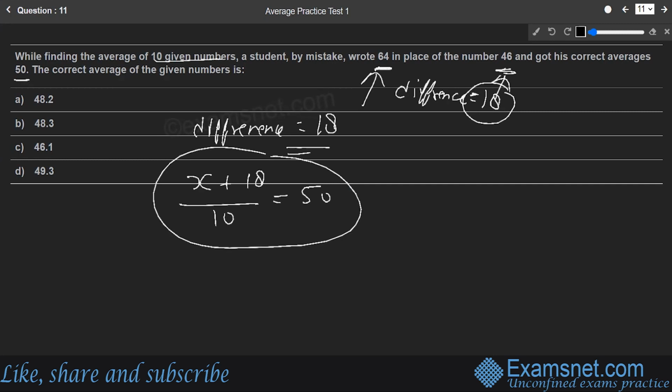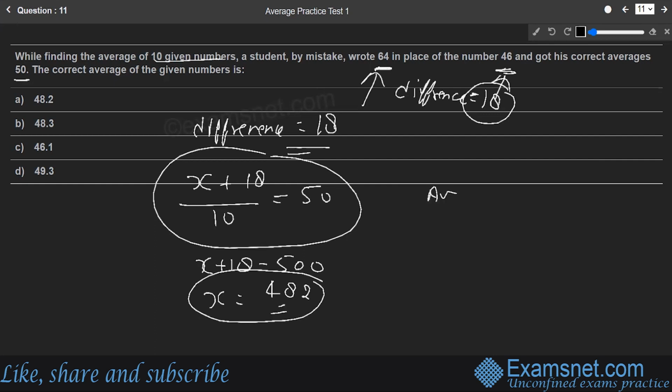x plus 18 divided by 10 is equal to 50, which gives us the x plus 18 value as 500, and we can easily calculate that the x value comes out to be 482. So this is the correct total. The wrong total has become 500, but the correct total should be 18 lesser than that, and that's what it is, 482. Now he wants us to calculate the correct average.